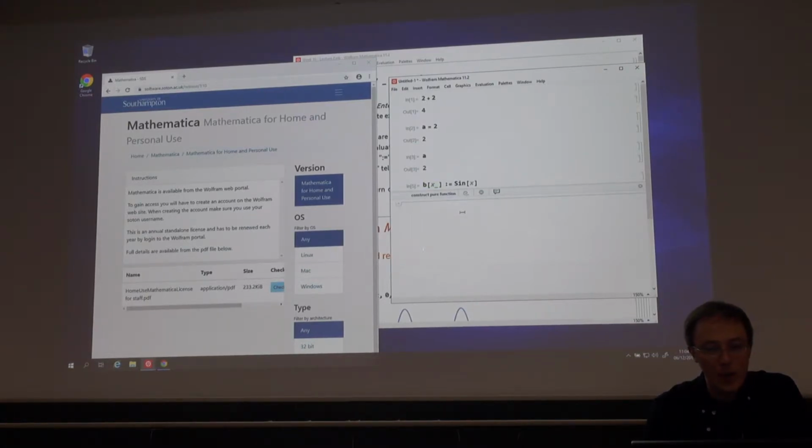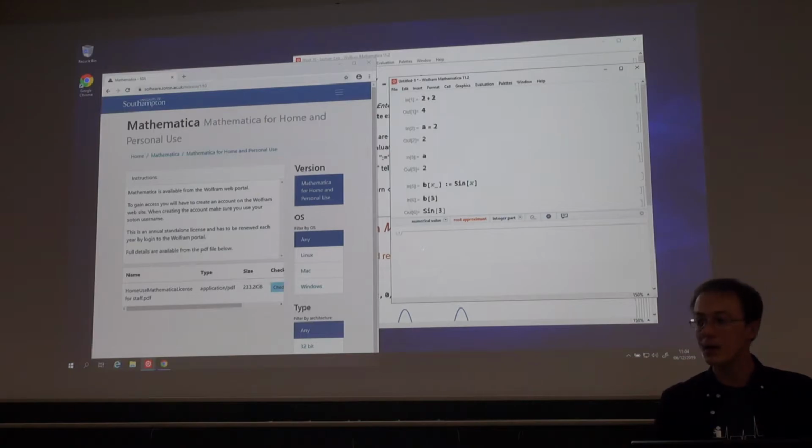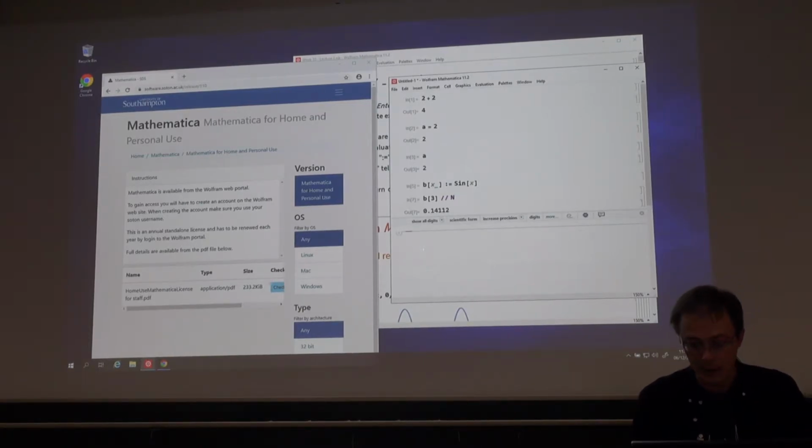So every time we actually request B with any specific number, like B of 3, it will return sine of 3. And you can see it doesn't actually compute it unless we specifically insist on the numerical answer, in which case the numerical answer is provided. So it keeps things analytical as much as it can. So there's the immediate assignment and there's a delayed assignment. In the situation when the right-hand side is very expensive, this matters because it's not immediately computed.